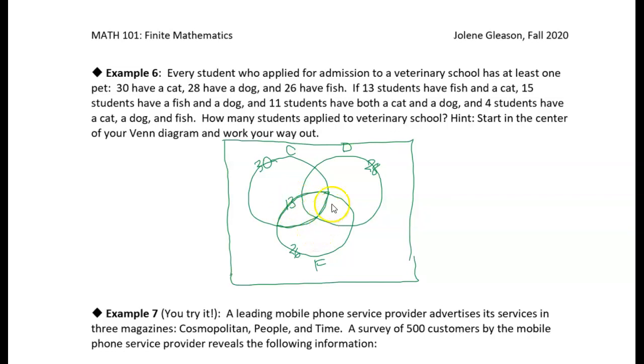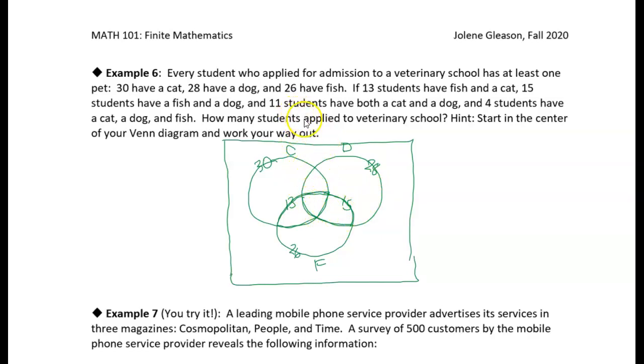Okay. 15 people have a fish and a dog. So fish and dog, that's this overlap between the circles. That's the set of people who have a fish and a dog. Okay, I know that there are 15 of those people, but I don't know how to split it out yet because some people might also have a cat.